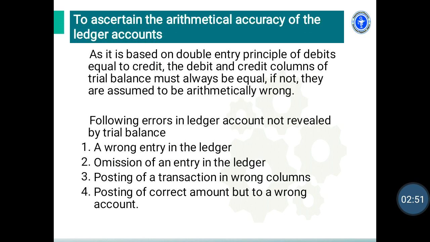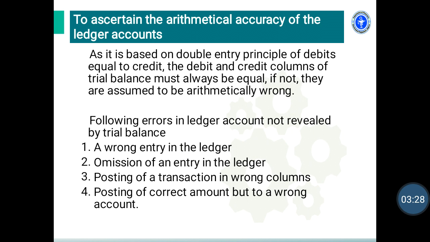So the first objective, to ascertain the arithmetical accuracy of ledger accounts. As has been stated earlier, if the sum of the debit and the sum of the credit column of the trial balance tally, it is assumed that the postings in the ledger accounts have been made accurately. It does not, however, mean that the individual ledger accounts are also accurate. During this, different errors can also occur.